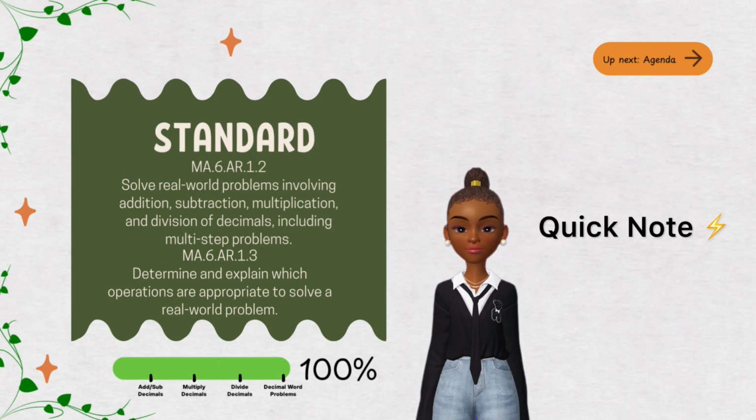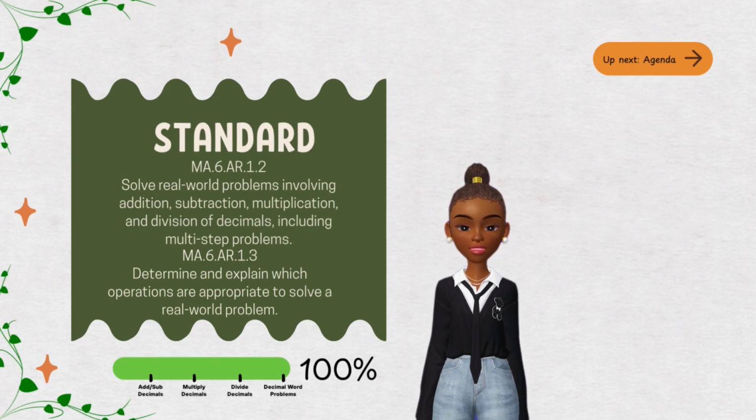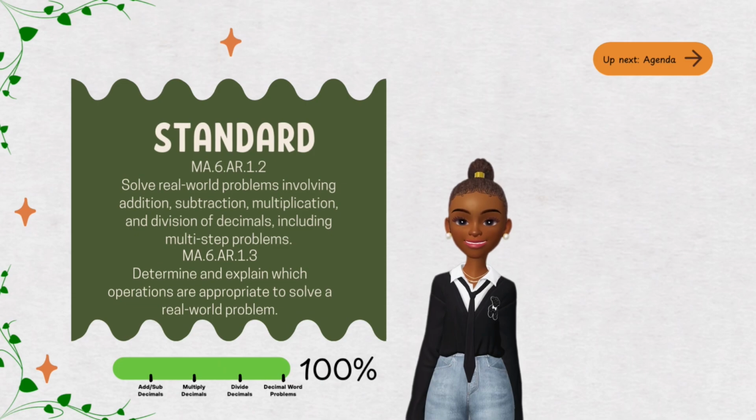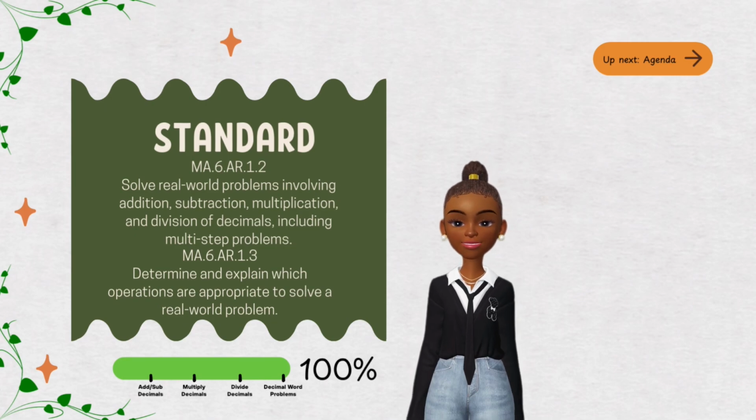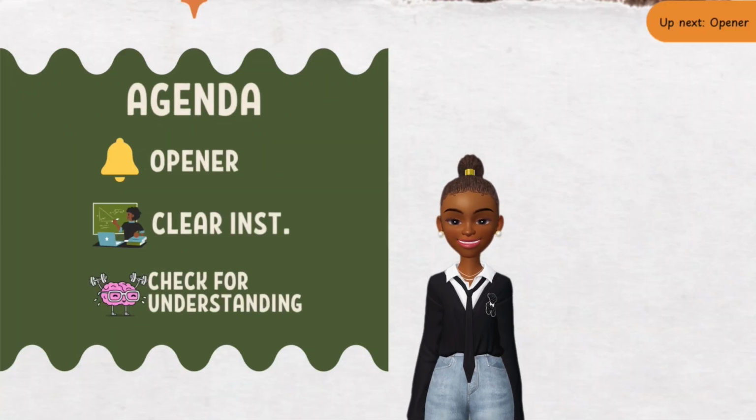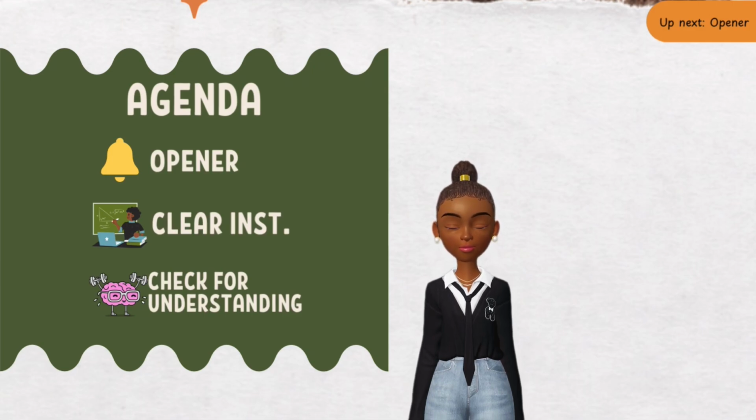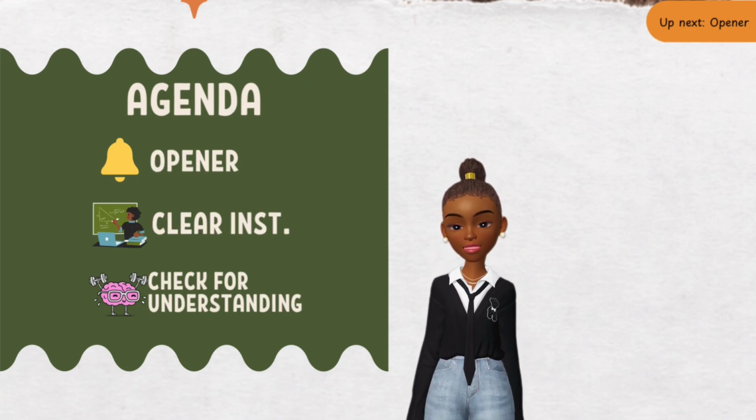Quick note, this video focuses on breaking down the word problem. If you still need help doing each operation, make sure to watch the earlier decimal videos first. This is the final lesson in our decimal series. That means our progress bar is officially at 100%. All right, scholars, here's what's on today's agenda. We'll start with our opener, move into clear instruction with examples, and finish strong with the check for understanding.